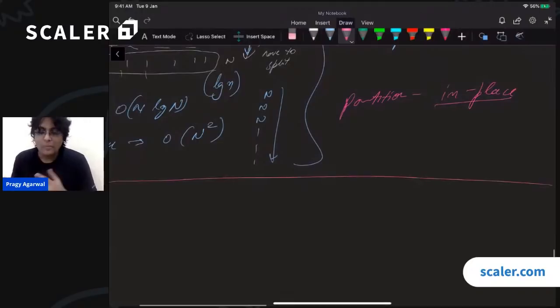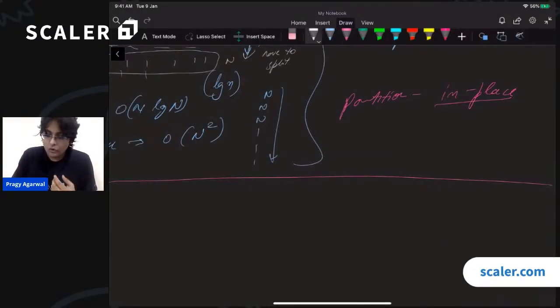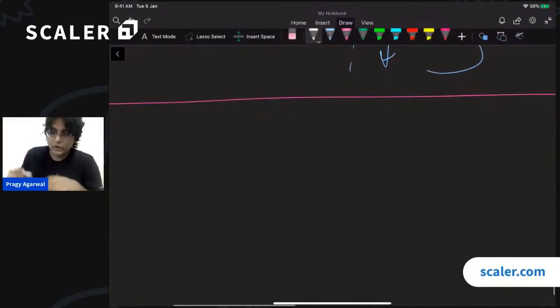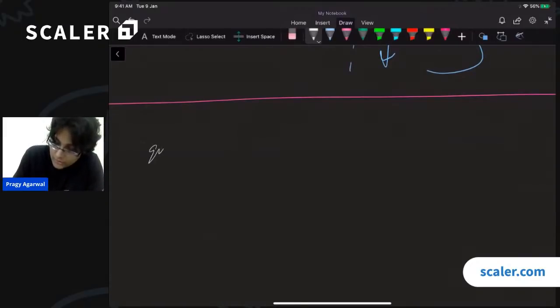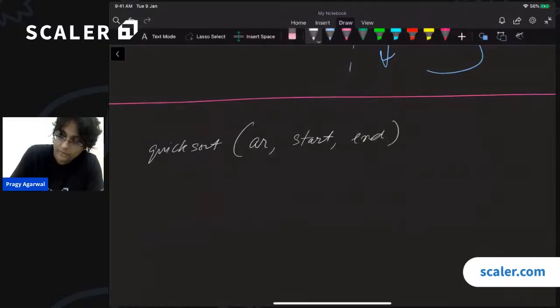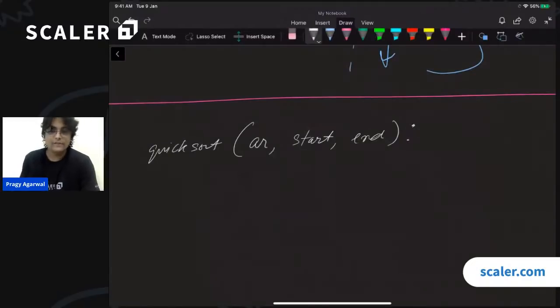So normally, when you will be coding quicksort, you won't code it the way I have told you above. You will code it something like this. You will say quicksort of an array, and you will have the start and you will have the end.